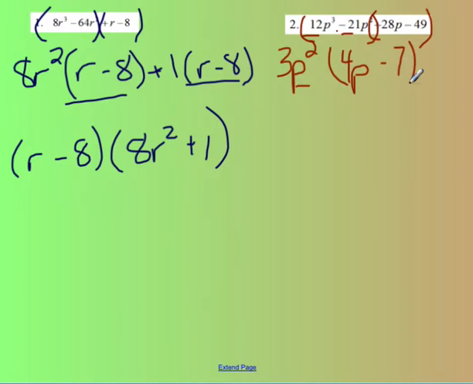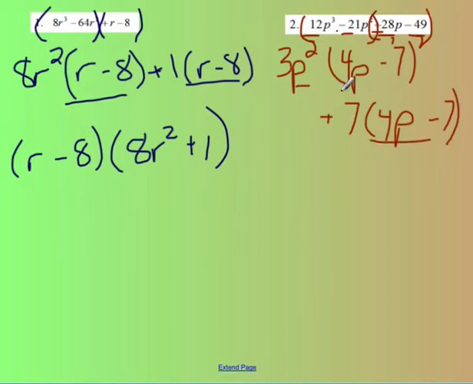I'm going to go ahead and write on the next line because I'm running out of space here. Between 28 and 49, I can pull out a 7. And I can't take p's out of both terms, so that p has to stay there. So then I'm basically dividing both of those terms by 7. 28 divided by 7 is 4, and again we'll keep the p there. 49 divided by 7 is 7.